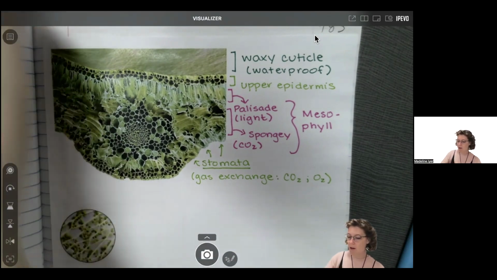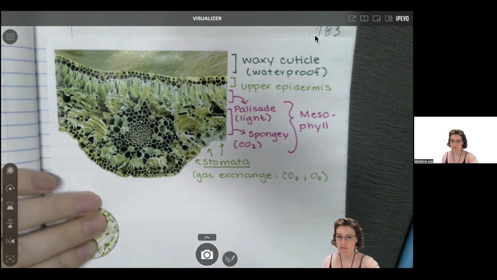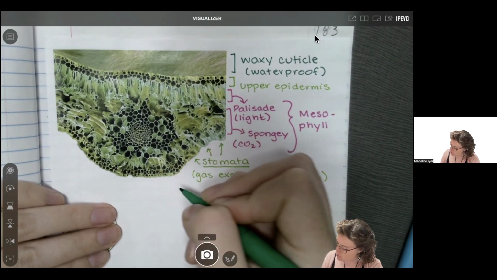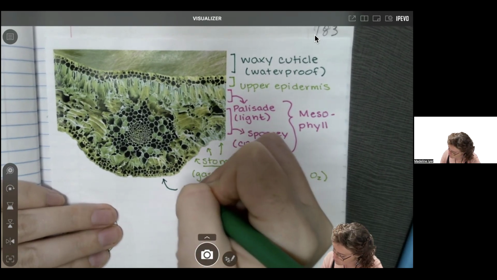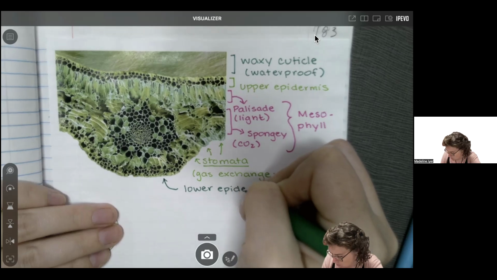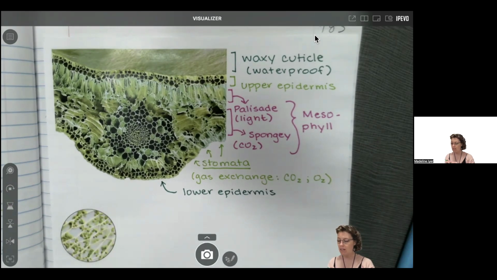And then you'll see down here at the bottom, we've got another layer of these sort of dead looking cells. All right. That is our lower epidermis. There isn't a tough waxy cuticle at the bottom. There doesn't really need to be. Not a lot of things land on the bottom of a leaf. They sort of land on the top. It's hard to have things land on the bottom. So there isn't really a waxy cuticle on the bottom.